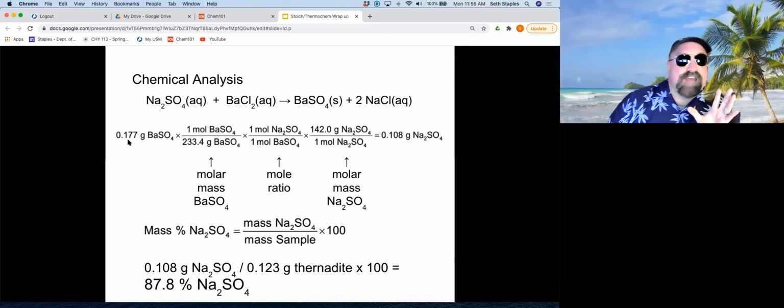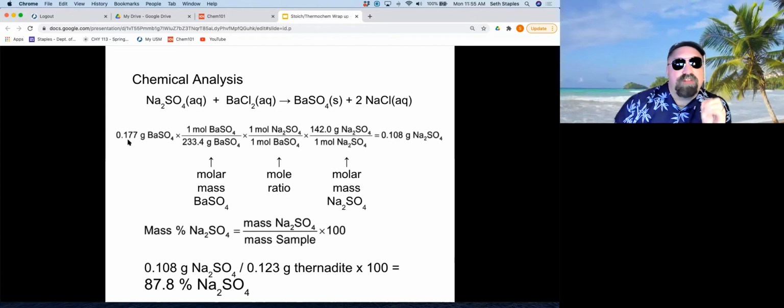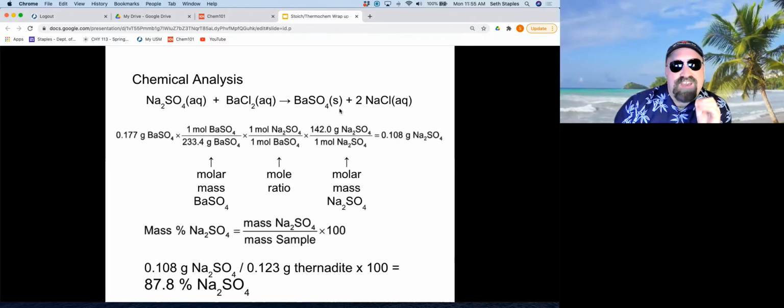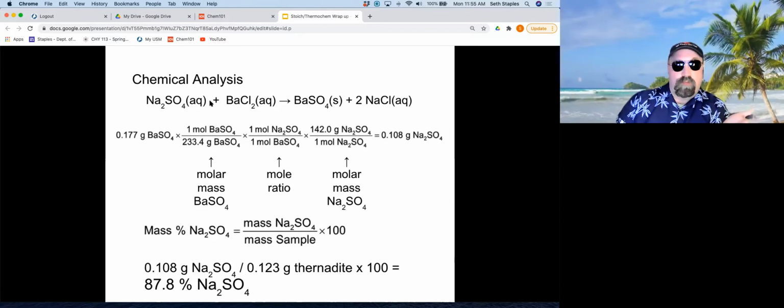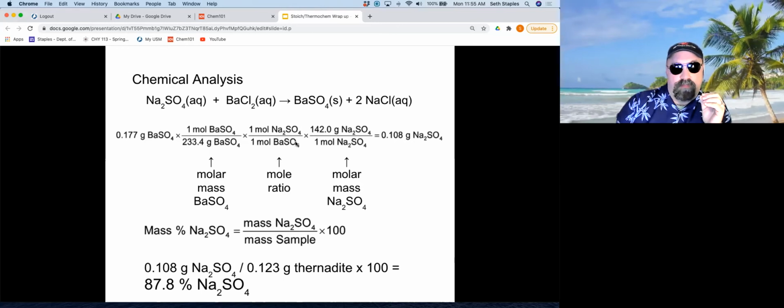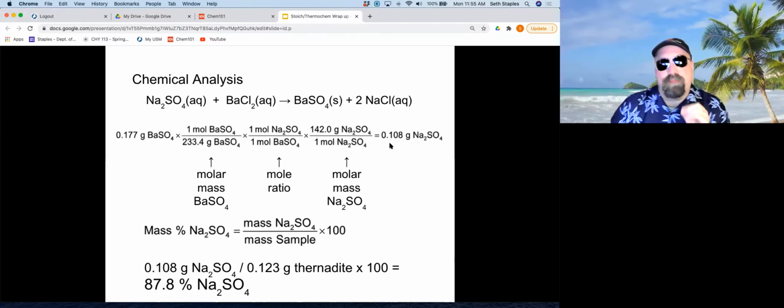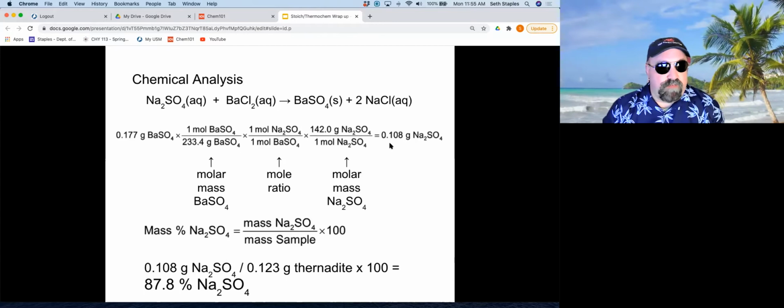Now, the key with this type of analysis, the key with a gravimetric analysis problem, is recognizing that the only source of sulfate, the only way this barium sulfate could have formed, is from the sodium sulfate that was initially present. And so we can do a stoichiometry problem to work it through and say that, if I got 0.177 grams of my barium sulfate, we work it through just like any stoichiometry problem. And we see that in our initial sample, there had to have been 0.108 grams of the sodium sulfate.